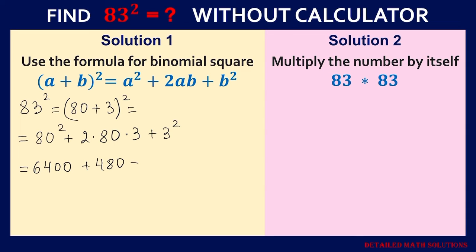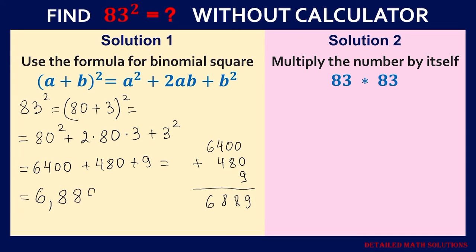480, plus 9. We then just need to add the three numbers the way they're written here in a row, or we can add them also in a column. 6400, 480, and 9. This equals 9. 0 plus 8 is 8. 4 and 4 is 8, and 6. Therefore, 83 squared equals 6,889.